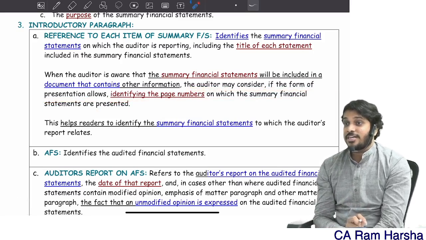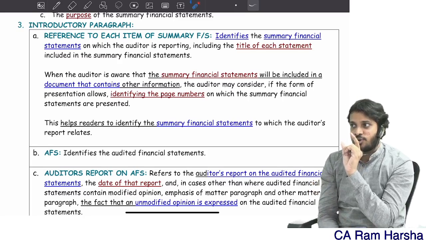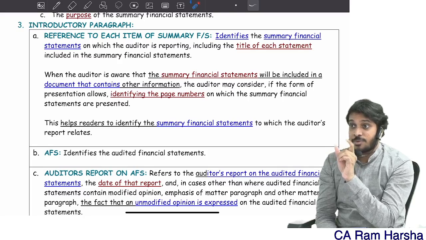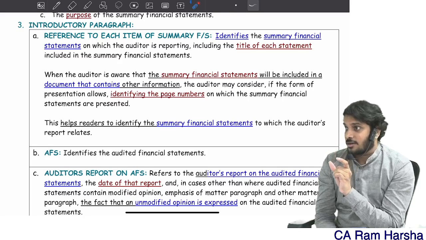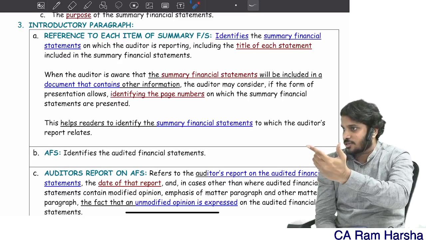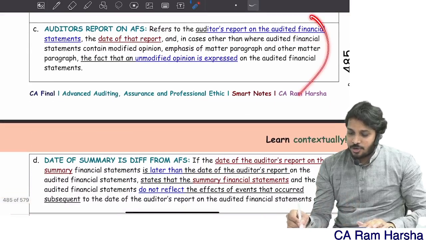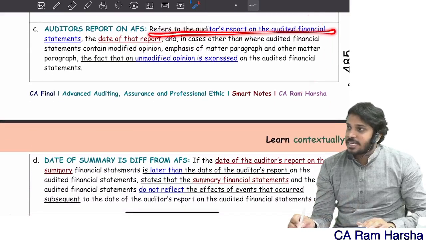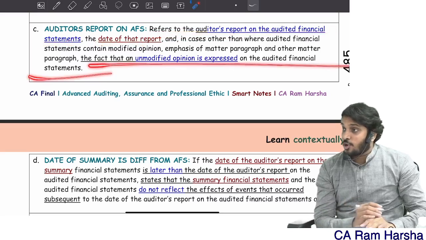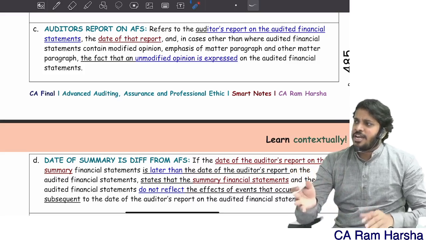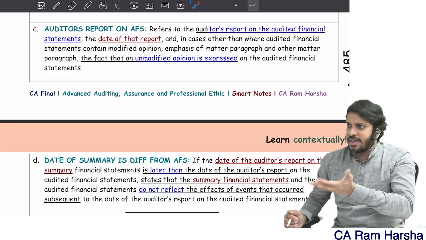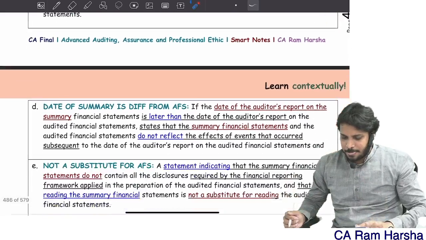Suppose the summary financials are given as part of some consolidated report in which some other information is also there. Then the auditor specifically tells in the audit report, only this portion I am auditing, only this portion I am dealing with. Auditor's report on audited financials: refer compulsorily to your report on the audited financials, the date of that report, and the fact that an unmodified opinion is given. Suppose you gave a modified opinion, mention what opinion you gave and the reasons, why qualified opinion, why emphasis was given.